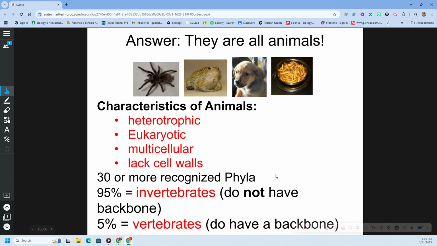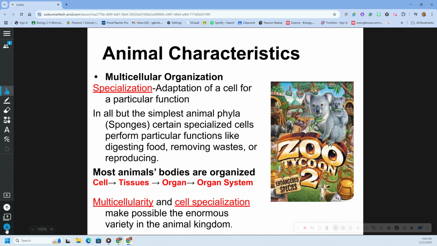So things like sponges, cnidarians, arthropods, mollusks are invertebrates. Vertebrates, which we normally think of as animals, fish, amphibians, reptiles, birds, and mammals. Vertebrates only make up 5%. Okay?